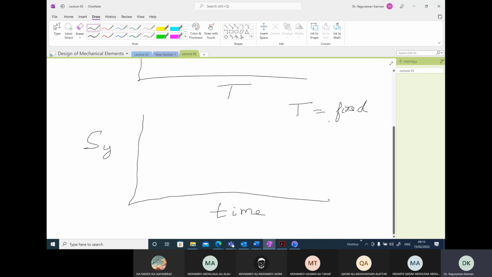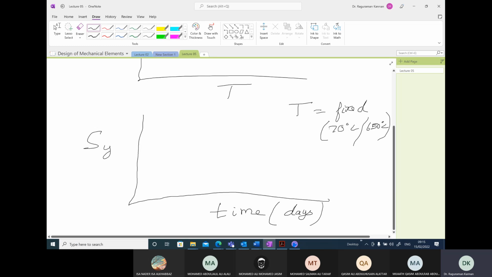So fixed, so it could be at a higher temperature. Let's say for plastics, it could be around 70 degrees centigrade. And in the case of metals and alloys, it could be very high temperature, 650 degrees centigrade. And if you look at the yield strength of the material over a large amount of time, it could be several days or even months or years. Okay, so depending upon the application, it could be different.